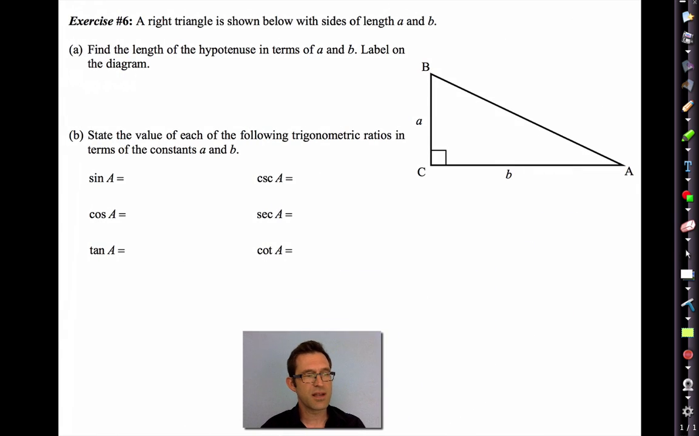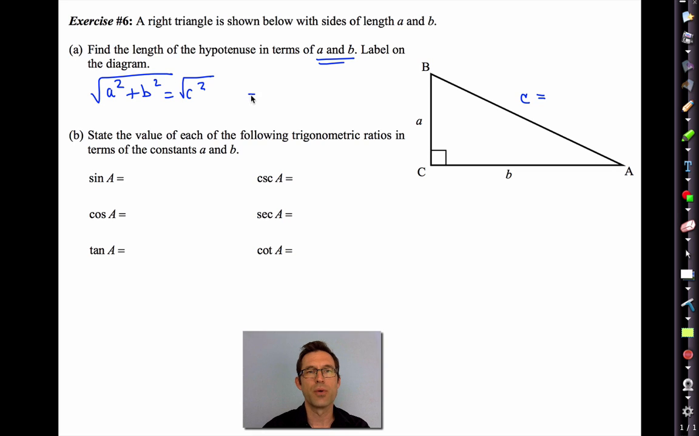All right, let's take a look at exercise 6. It says, a right triangle is shown below with sides of lengths A and B. Find the length of the hypotenuse in terms of A and B. Label it on the diagram. In other words, yeah, okay, I'll call it C, but what is C equal to? Well, we know that A squared plus B squared is equal to C squared. So if we solve for C, we take the square root of both sides, and that gives me C is the square root of A squared plus B squared. And that's where you want to stop.